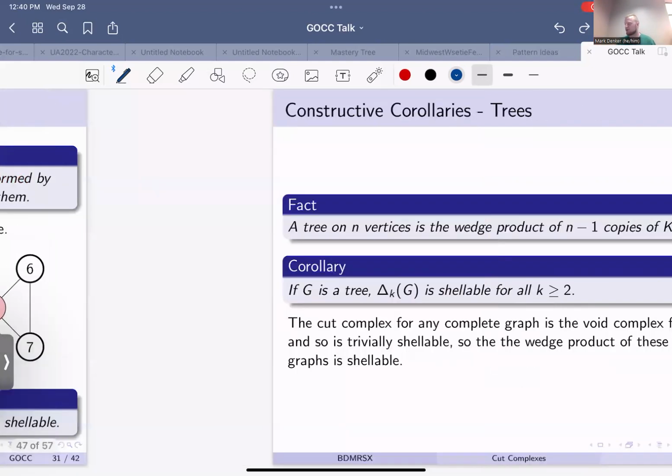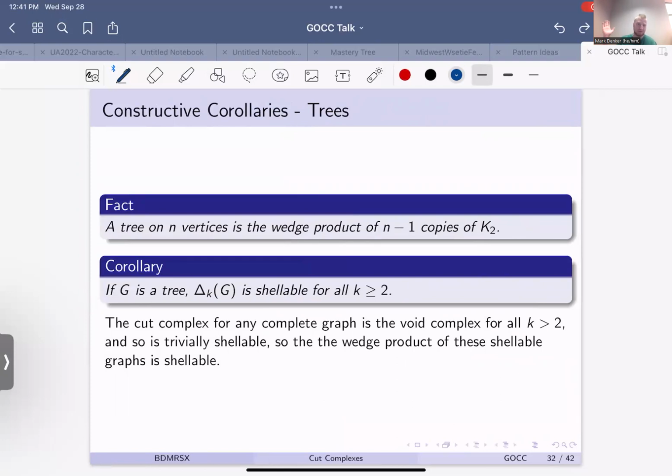That gives us another corollary, because it turns out trees are wedges. This is a fact that was also shown last week. Take a bunch of copies of K2, wedge them together, you have a tree. And so all trees are shellable for all K. So yeah, all threshold graphs are shellable for all K, all trees are shellable for all K.